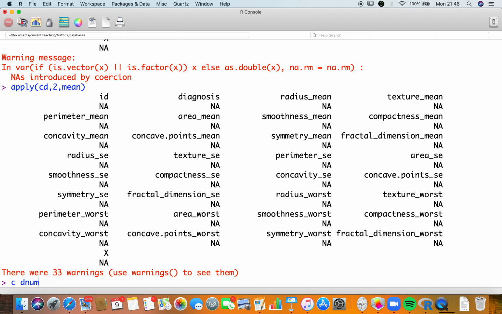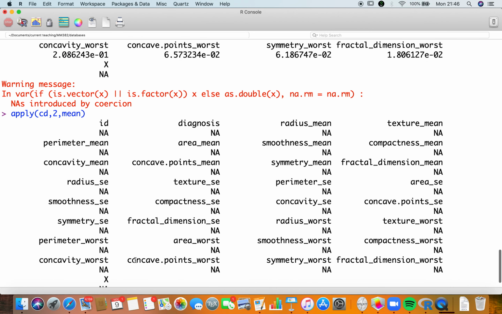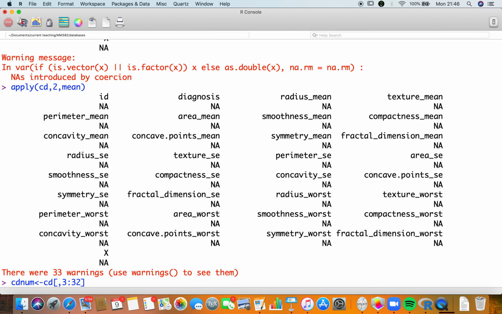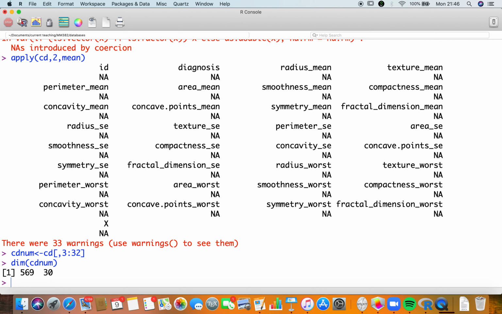Say, this CD num. I'm going to take my CD data, and I know the first numerical quantity begins at column 3, so I have a comma, at 3, colon, and there's 33 columns here, isn't that right? And I want to exclude the last one, because let me go back up, yeah, there's 33 variables. So I want to exclude the last one, so it's 32. I do that. If I do dimension of CD num, exactly what I want. I've got the 30 numerical quantities now, and there's 569 rows. So I think CD num is good.